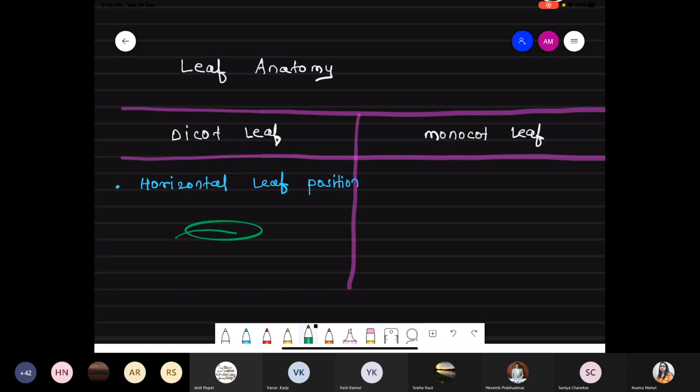Dicot: two different surfaces of the leaf, one dark green, another light green. But in case of the monocot, you never distinguish which one is the upper side and which one is the lower side, because whenever we talk about the arrangement of the monocot leaf, it is a vertical arrangement. So the leaf position is vertical. Take rice, or any maize plant, or any wheat plant. They show grasses also. They have a vertical position.